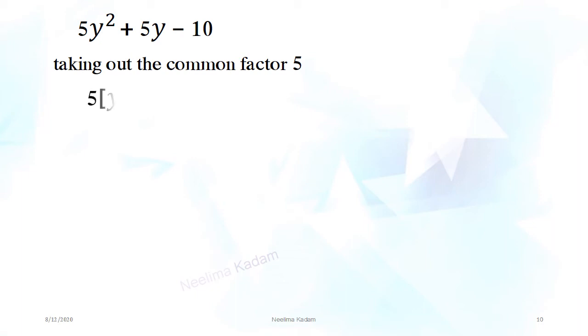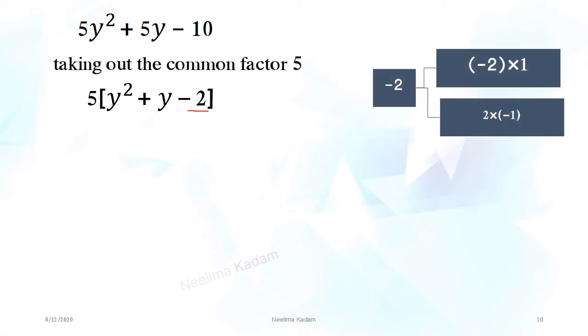Now 5y square plus 5y minus 10. Now look at this example. Here 5 is common, right? Okay. So taking the common factor 5 throughout, 5 will come out and it will remain 5 into y square plus y minus 2. 5 into... Now find out the factors. The third term, what is the constant term? Minus 2. So let's find out the factors of minus 2. Minus 2 into 1 or 2 into minus 1.